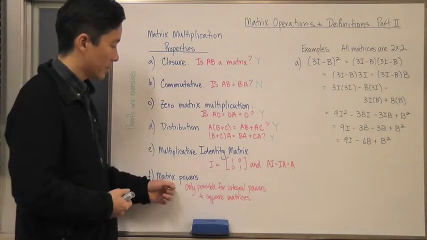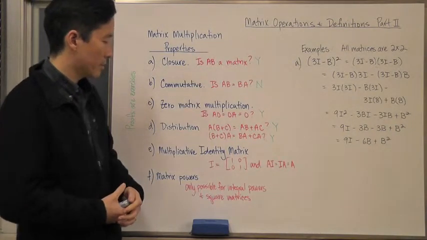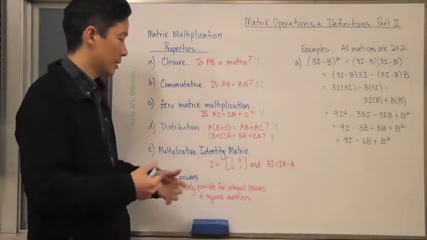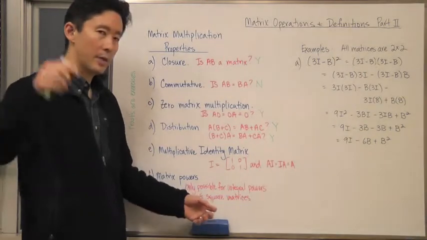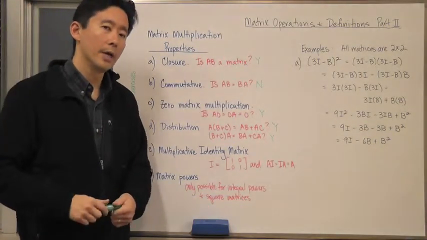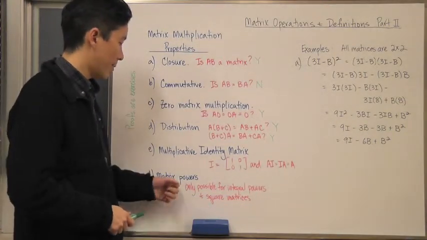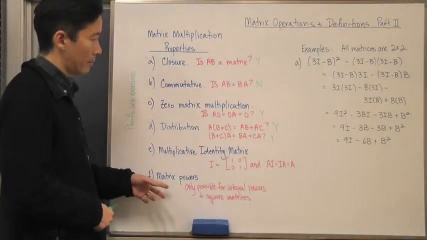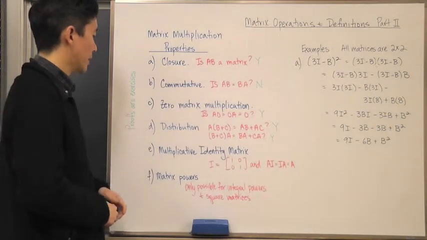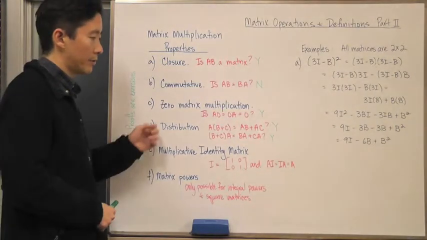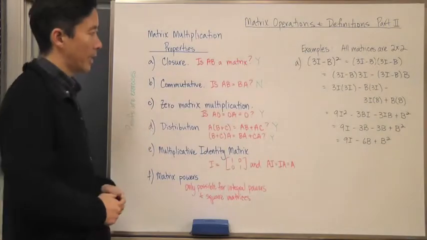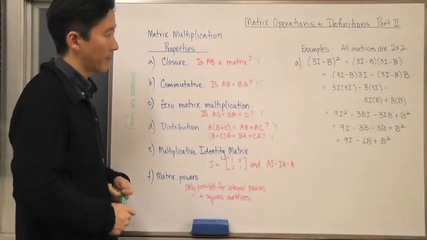Now when it comes to matrix powers, it will only be possible for integral powers and square matrices. So in other words, you need to have a square matrix raised to an integer power in order to perform that matrix power operation. When we get into class, we'll take a look at the proofs, and the proofs for some of these are in the exercises that we'll have. So it'll be easier if we do that in class together.